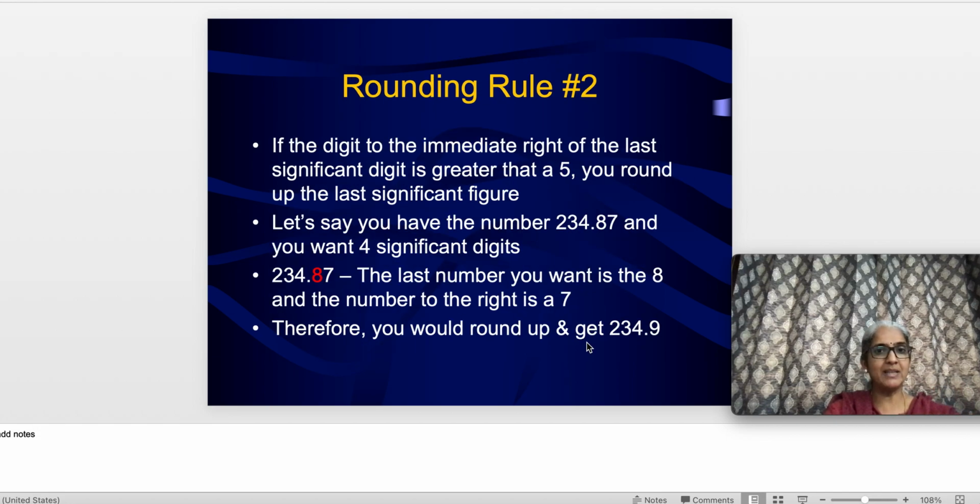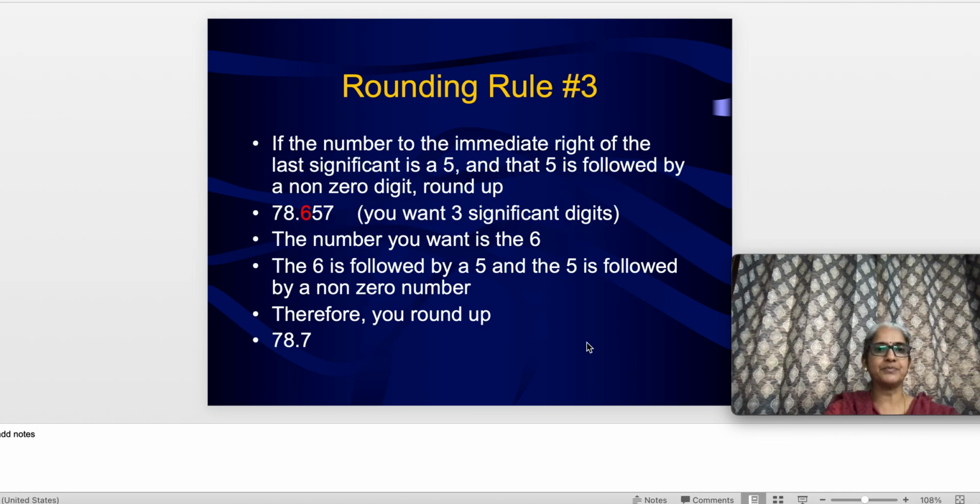However, look at this example. It's 234.87. I wanted to round off to 4 significant digits, which means again 8 is the digit at which I am trying to round off. So the digit after 8 is 7, which is greater than 5, so I'll round off 8 to the next possible digit, which is 234.9. And you've been doing this from a very young age, so I don't think you really need to be told these rules, but it's just a recap of things.